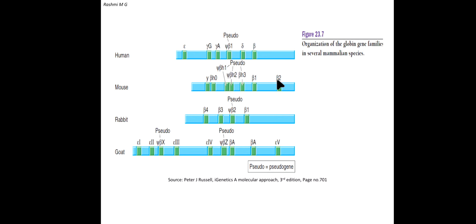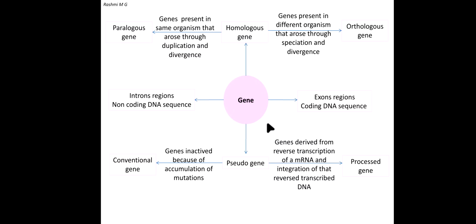Here you can see the organization of globin gene families in several mammalian species. So now we will discuss the different types of genes. Genes are homologous genes and pseudogenes. In homologous genes we can see paralogous and orthologous. The gene has two regions, intron regions and exon regions.